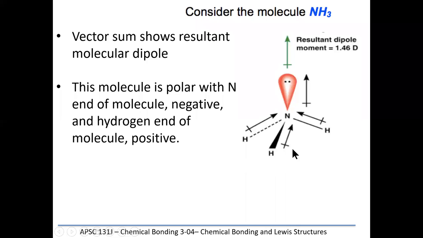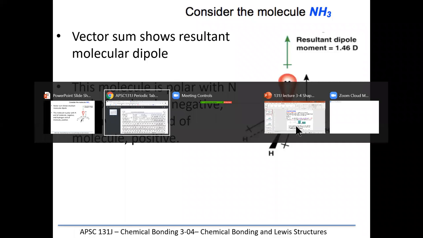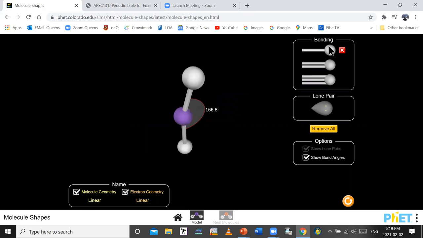So the nitrogen end of the molecule, like I've said, is negative and the hydrogen end is positive. So the positive region would be kind of in the middle of those three hydrogen atoms. So if I was going to show you NH3 here, this is how I would create it.